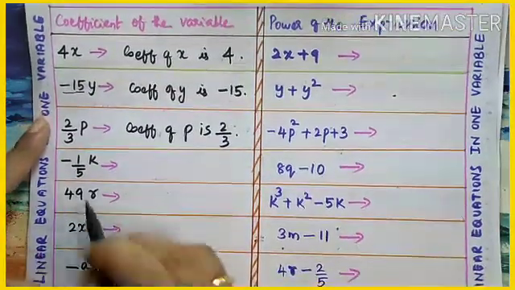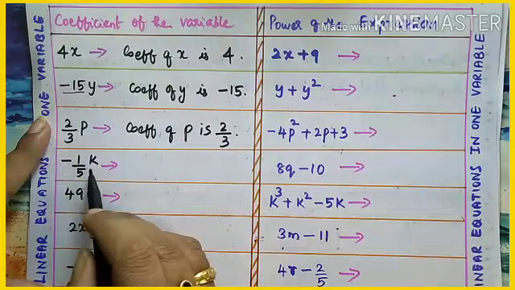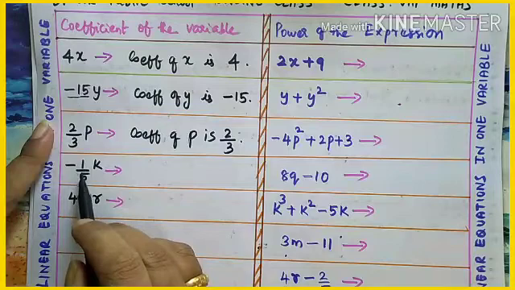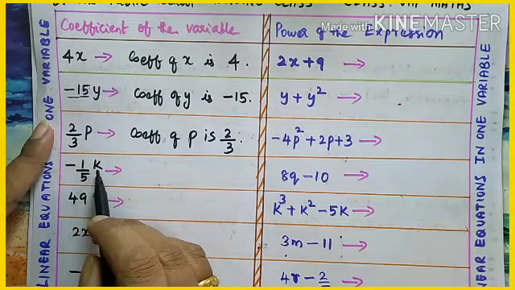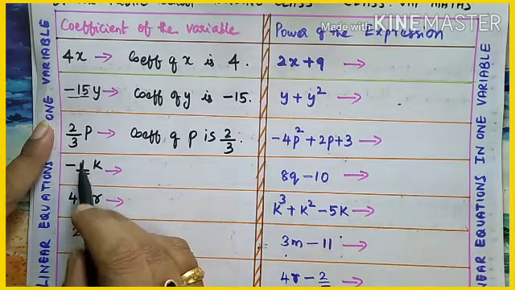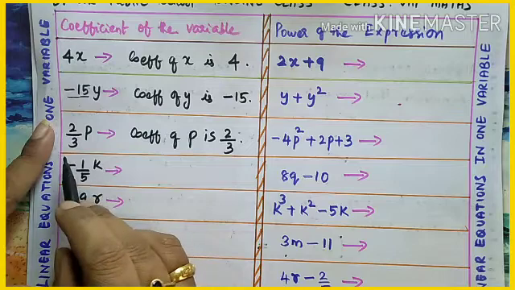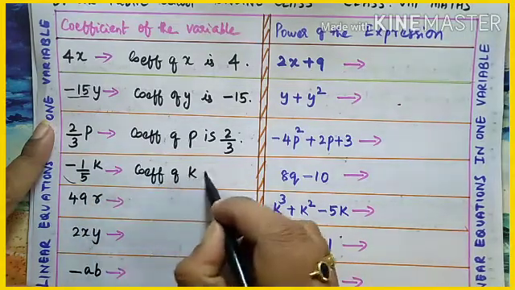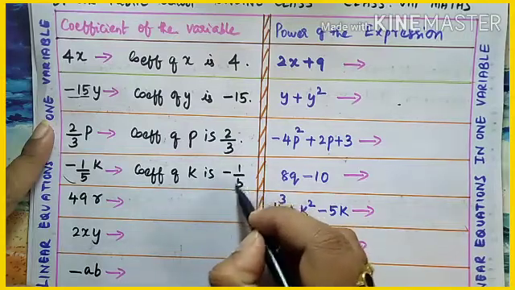Now the next one, minus 1 by 5 k. What do you mean by minus 1 by 5 k? Minus 1 by 5 is multiplied by k. So k has the coefficient minus 1 by 5. So the answer is: coefficient of k is minus 1 by 5.